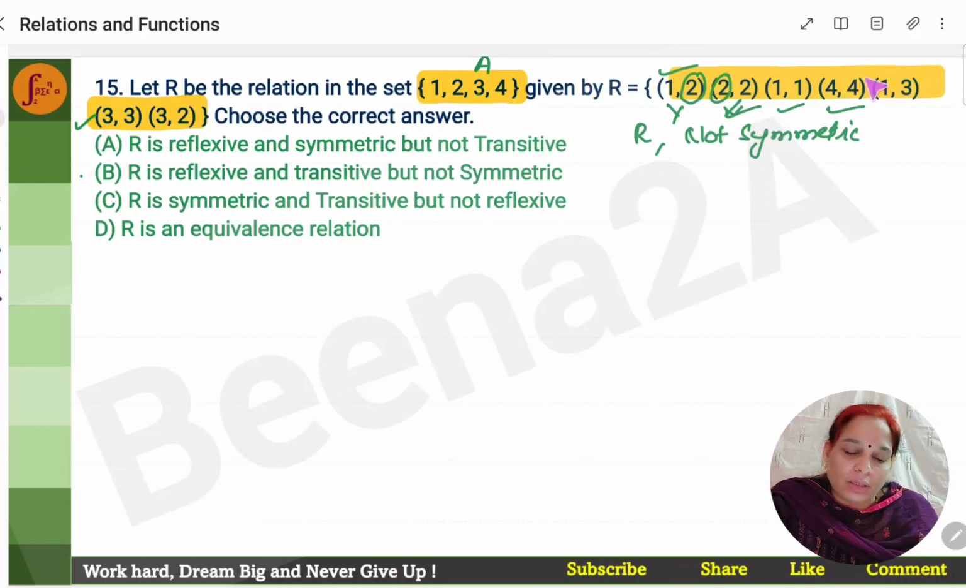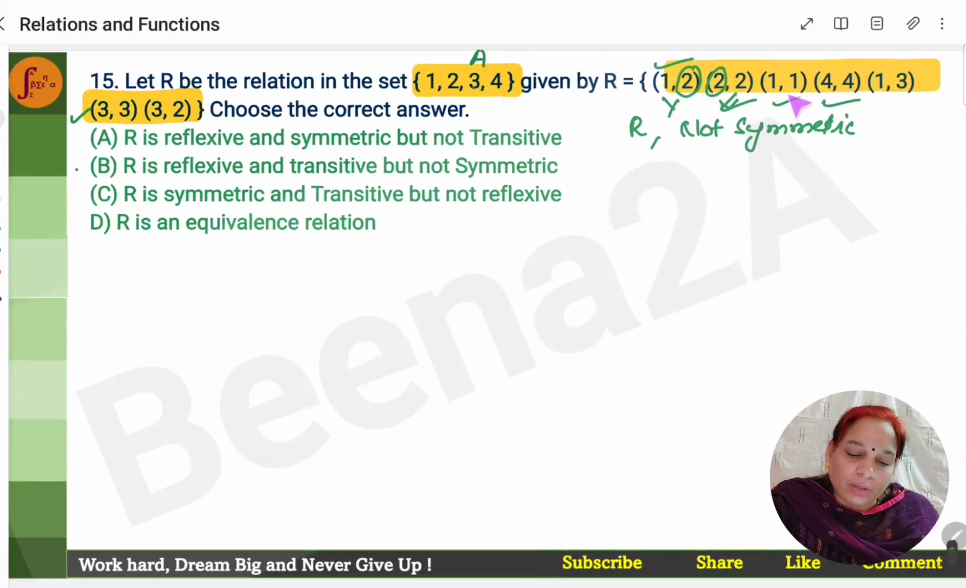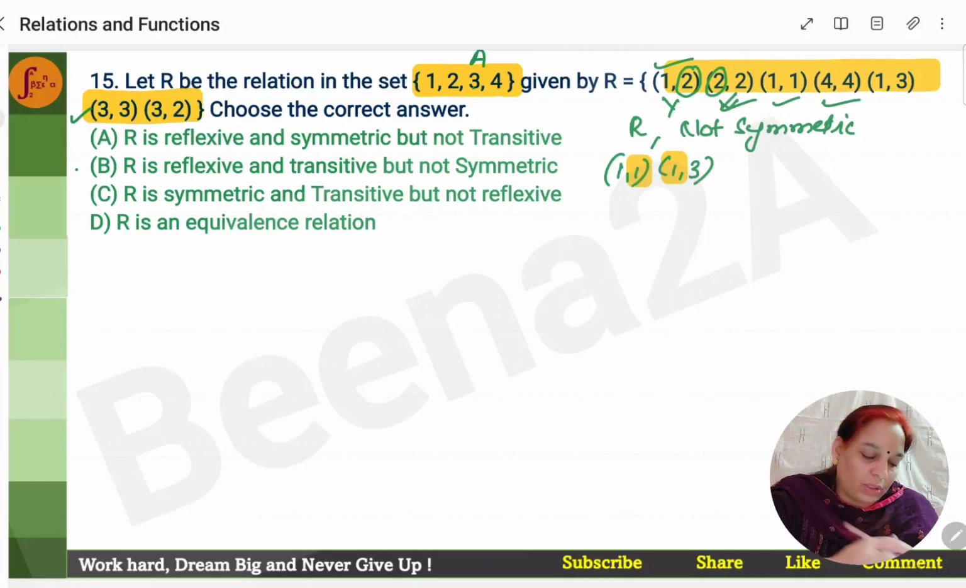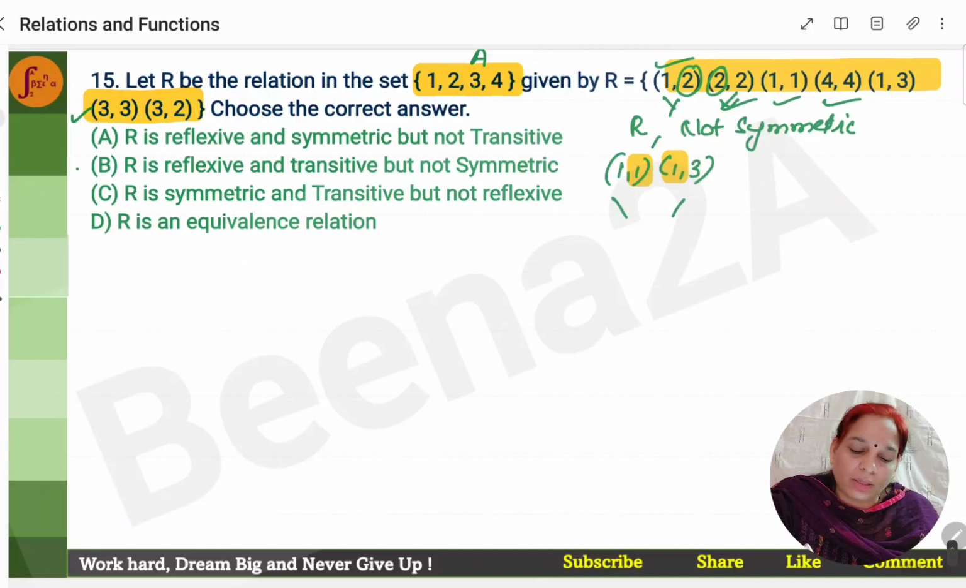Like this, you'll have to look at all the combinations. Now, where are the similar elements? So this 1 is repeating, right? You have (1,1) and (1,3). 1 and 1 is repeating here. So we'll have to look at these pairs. What should be the third pair? The third pair should be (1,3). Is (1,3) here? Yeah, (1,3) is here. So this is also satisfied.